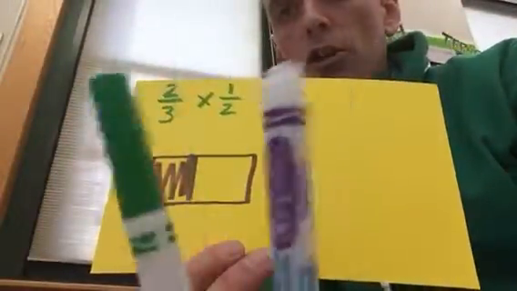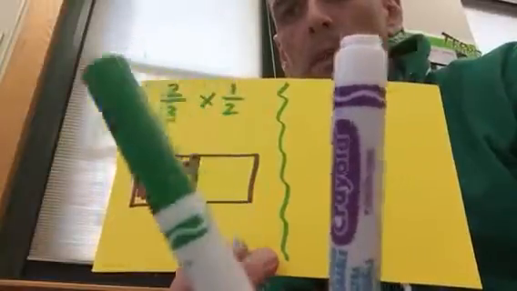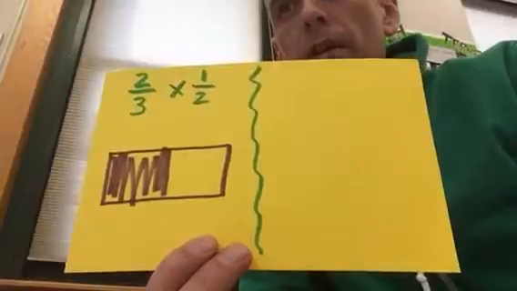All right, now I'm finding 2/3 of 1/2. And I should mention that today you need to use multiple colors because it helps you keep track of what you're doing. So just use purple, boom, onto green. So now I'm finding 2/3 of 1/2, okay? So I'm going to split this fraction into thirds. There we go.